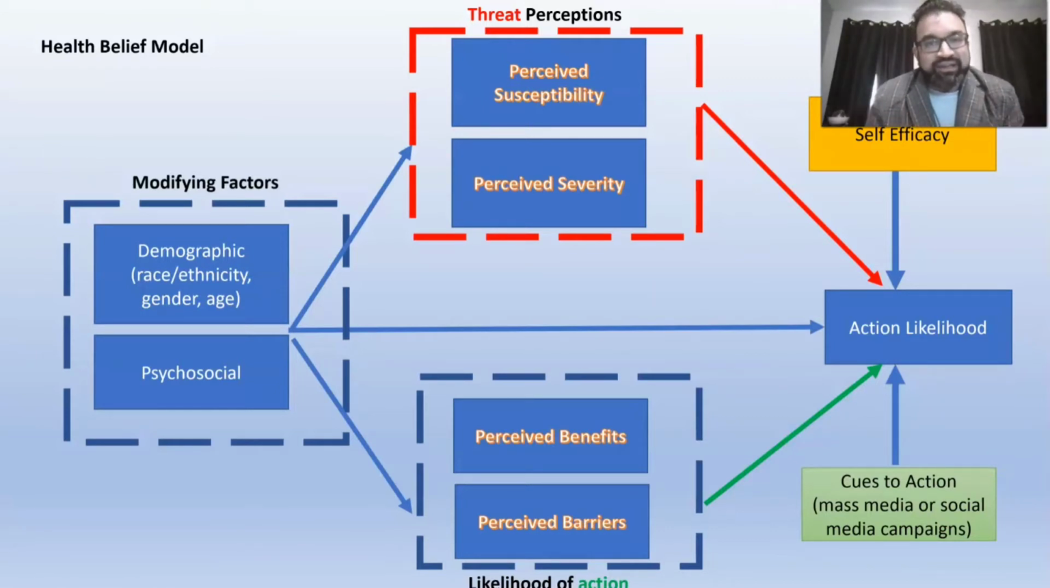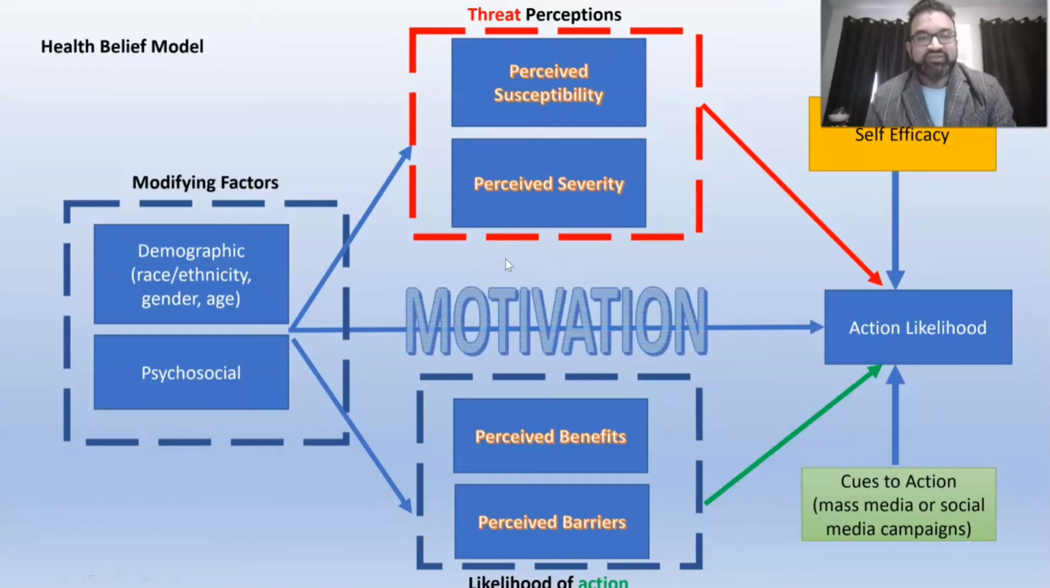So, just summarizing the key elements: threat perceptions, and then, of course, likelihood of action. But the modifying areas are demographic and psychosocial aspects. And then that allows you to take action, but then you have to be thinking about self-efficacy and cues to action. And so this results in understanding what motivation actually is. So that sums up what the health belief model is all about.